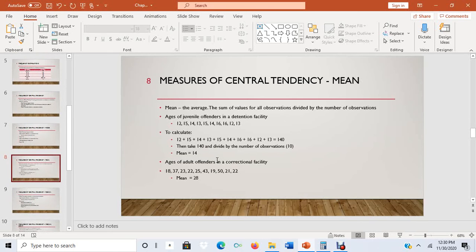All right, we'll talk a little bit about the mean. So the mean is basically just a fancy word for the average. So it's the sum of the values of all the observations divided by the total number of observations. Okay. So again, if we have the ages of a number of juveniles in detention, what we can do is simply add up all these ages and derive a total, and then we divide that by the number of observations or the number of cases that we have.